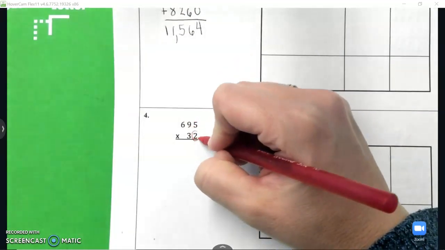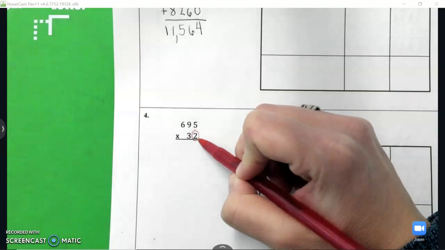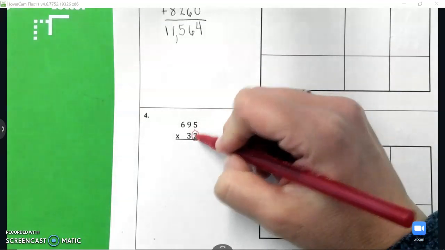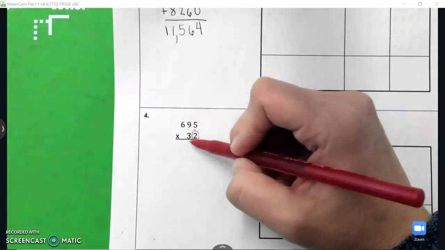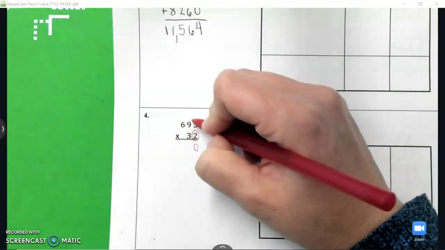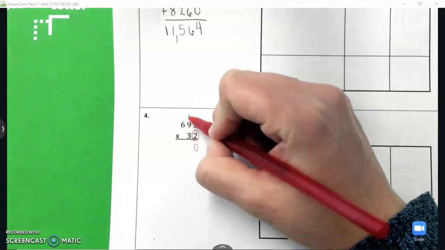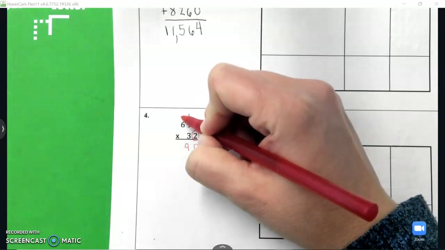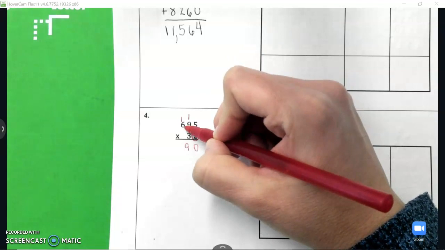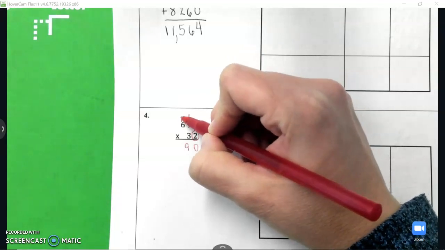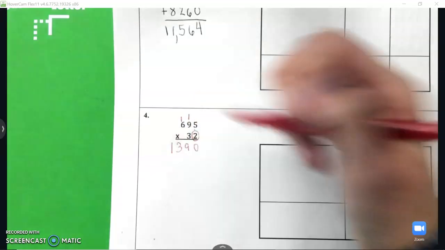All right, start with my 2 at the bottom here. 2 is in the ones place. I'm going to multiply it by the 5, the 9, and then the 6. 5 times 2 is 10. 2 times 9 is 18, 19. 2 times 6 is 12, plus 1 is 13.